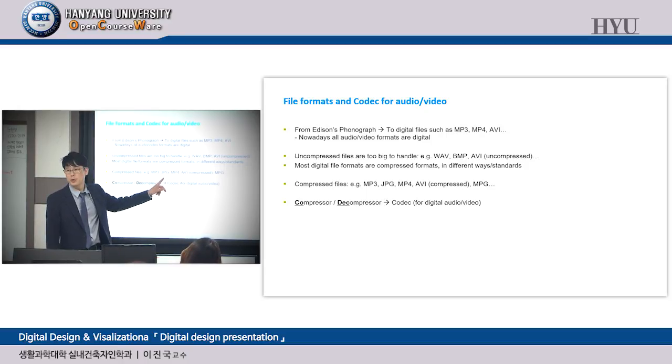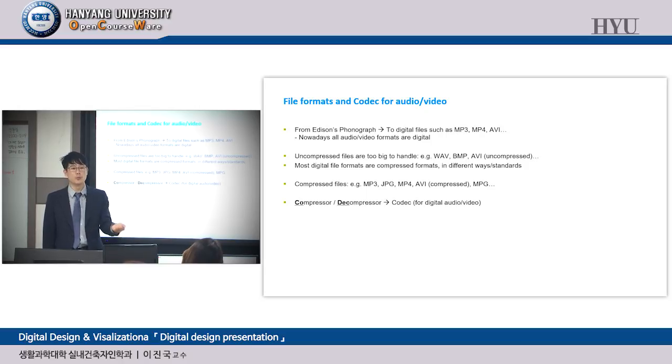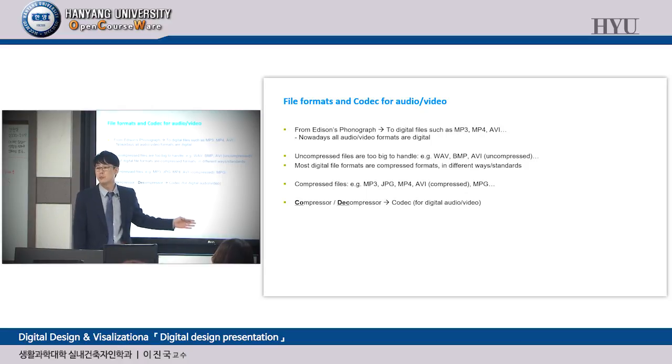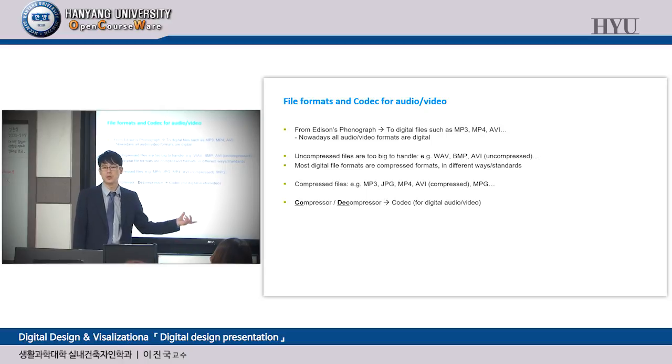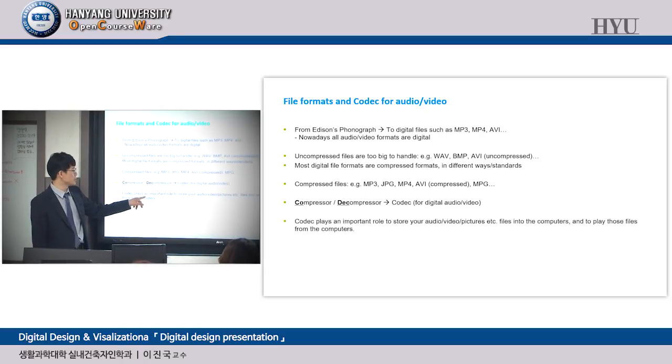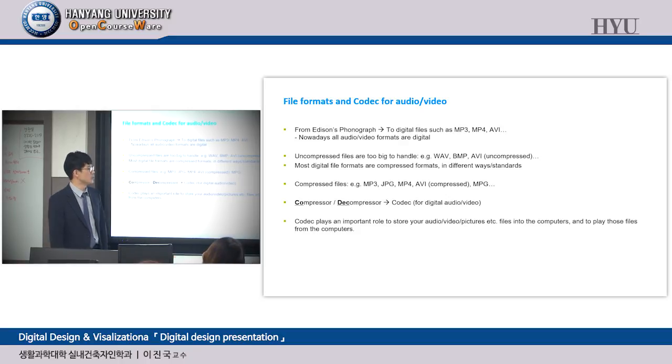How about the JPEG codec? The JPEG codec is very open to the public. So any application, any Windows, any operating system, even your smartphone, Android phone, iPhone, they have a JPEG decompressor. That is why you can see JPEG images. Even a web browser has a JPEG decompressor, okay, in terms of its mechanism. But video file formats need a very complicated decompressor. That's why you need to install it. Anyway, the codec plays an important role to store your video, audio, pictures, and so on.